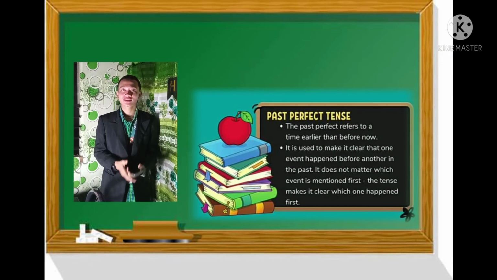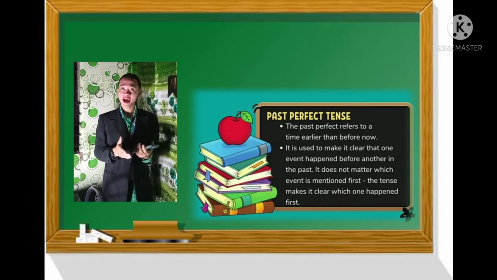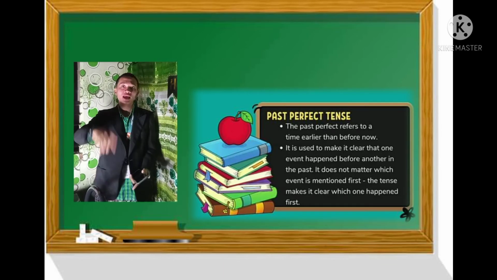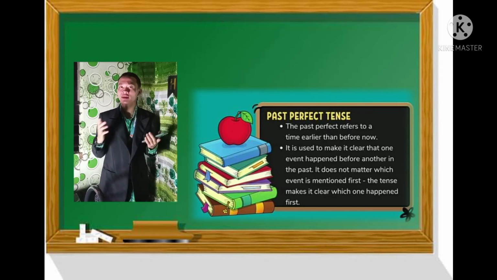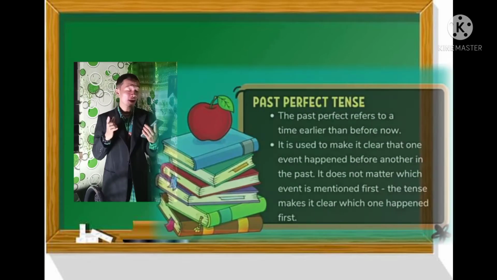Past perfect tense refers to a time earlier than before now. It is used to make it clear that one event happened before another in the past. It does not matter which event is mentioned first. The tense makes it clear which one happened first.